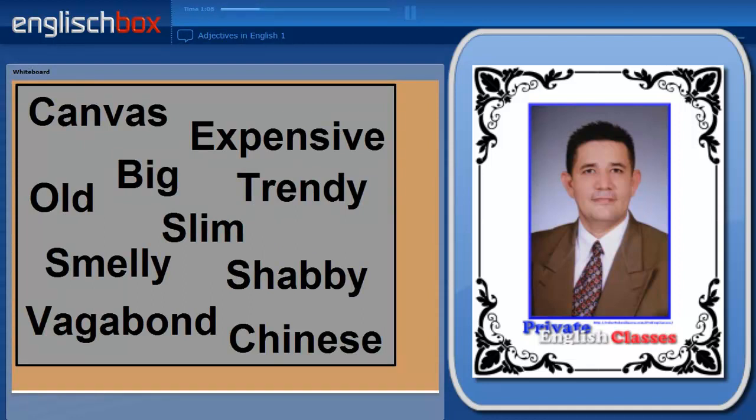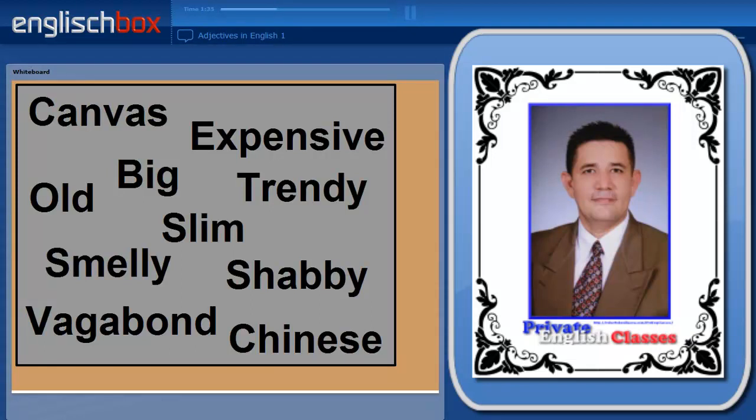If I were to ask you to give me an even more detailed description, maybe you would say that it is a canvas shoe because it's made of a kind of canvas material, or an expensive shoe because it costs me quite a lot of money. Maybe you would say that it is an old shoe because it looks old even though it's only 3 months old. Perhaps you would say it's a big shoe because it's size 44.